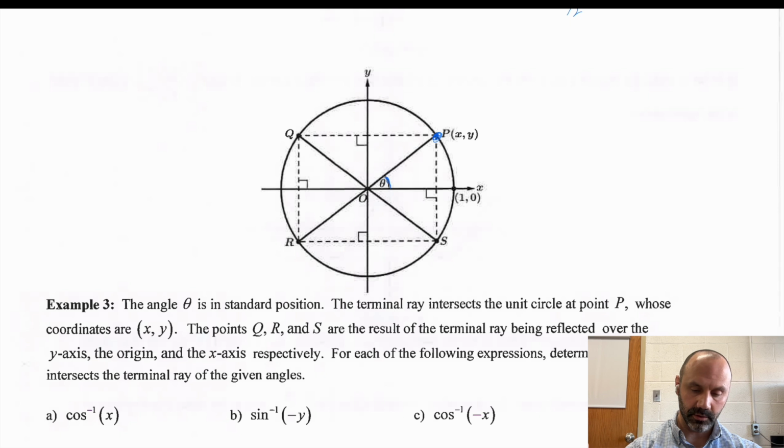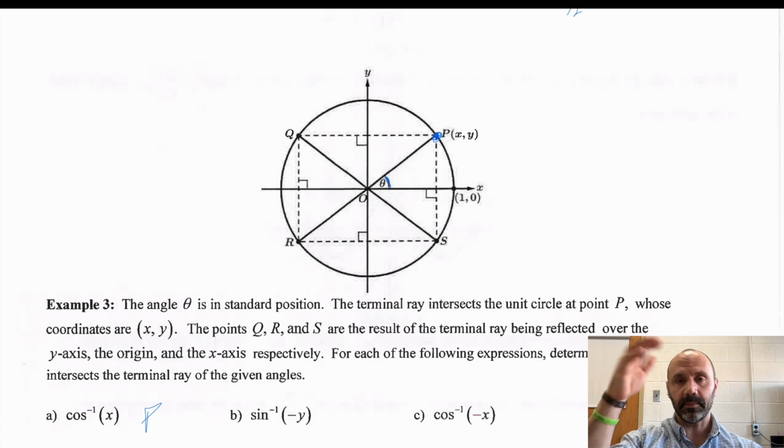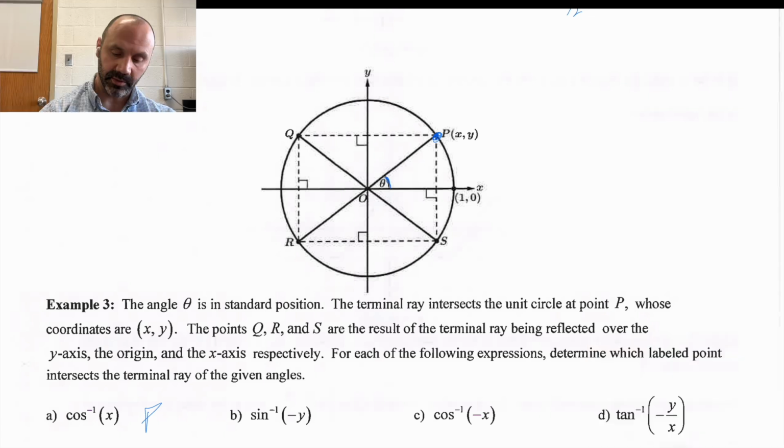So inverse cosine of x would be point P, right? So positive x coordinate. Since it's cosine, I'm restricted to being between 0 and pi. And so that's the one, right? So I'm restricted to this, but it's the positive. Anyway, the top half of the circle, positive x, so that's P.